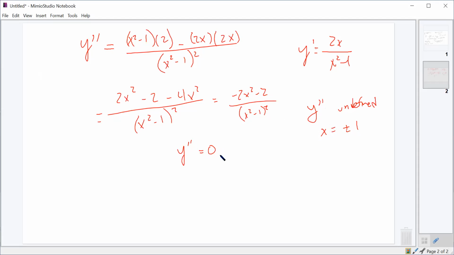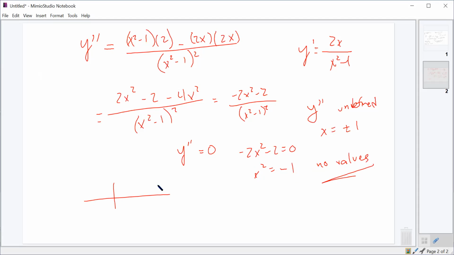And we'll say that the second derivative is 0 if negative 2x squared minus 2 equals 0, which gives us what? It gives us x squared equals negative 1. So for no values. Right? And so this one doesn't even have any possible points of inflection.